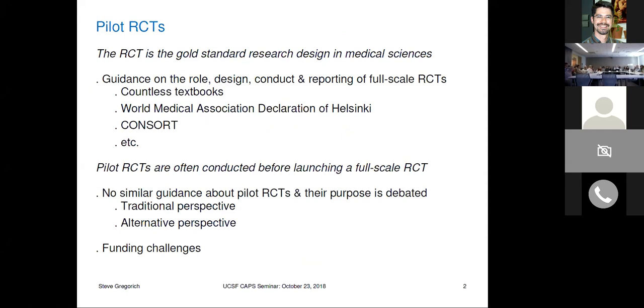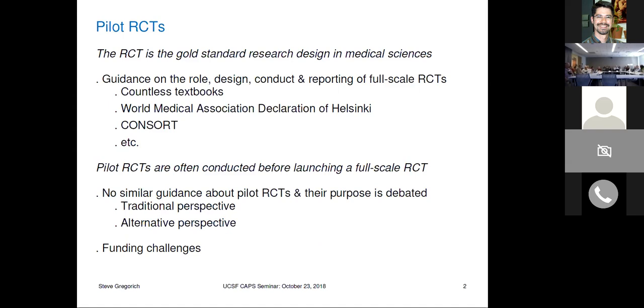So, we all know that RCTs are the gold standard for research design in medical sciences, and there's lots of guidance on the role, design, conduct, reporting of full-scale RCTs. There's more books than you can count. There's like Helsinki Declaration, there's CONSORT guidelines, and it just goes on and on. But when it comes to pilot RCTs, there's no similar guidance about what they should be.